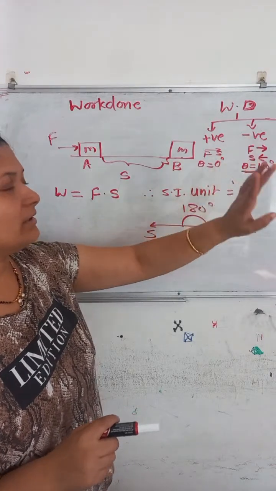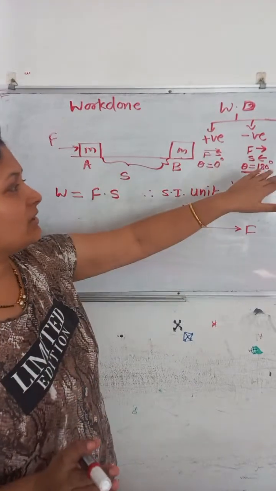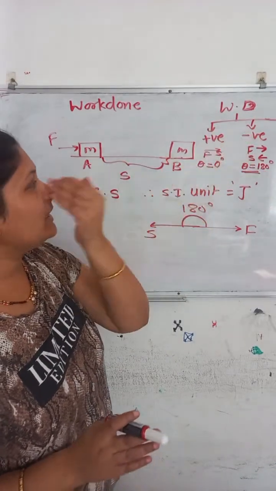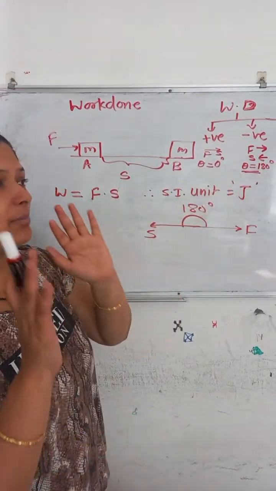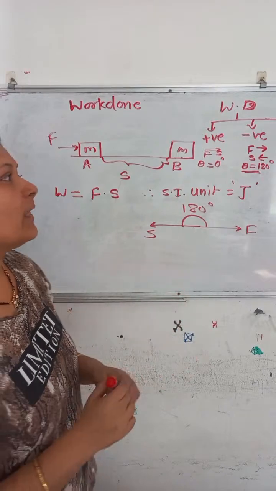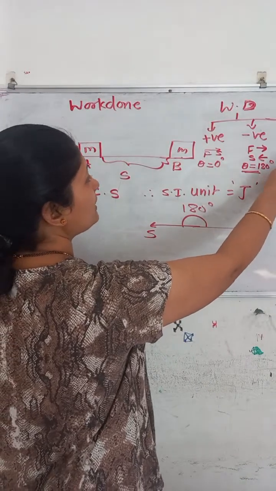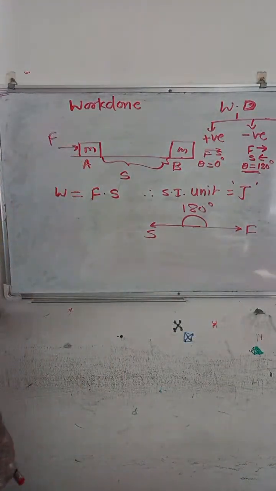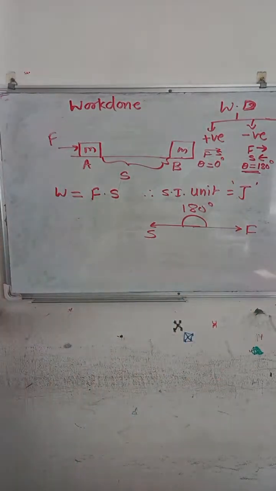Negative work done is when the applied force and displacement are exactly opposite in direction. Whenever there is zero work done, I am applying force but the object is not displacing, not moving. In that case work done is 0, and theta is 90. We measure work done in joules. Its SI unit is joule. Are you following up to here?